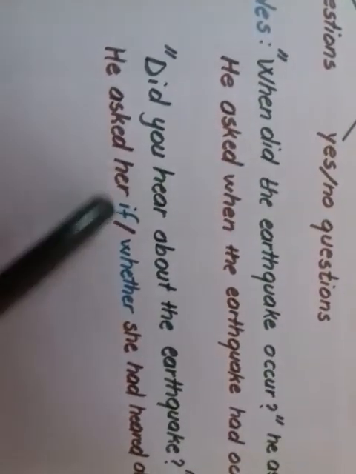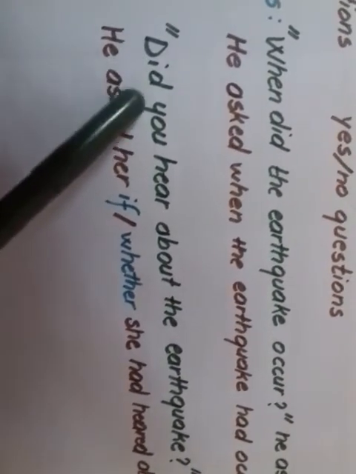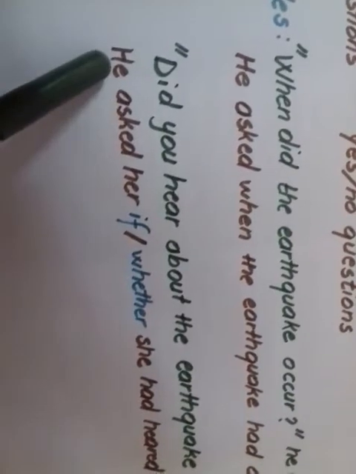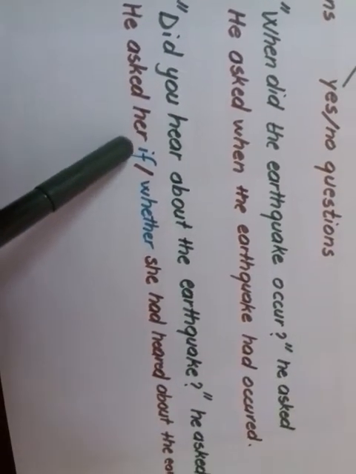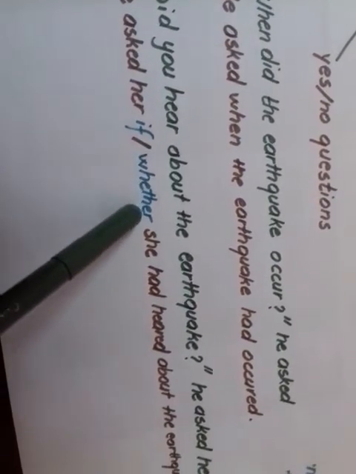So here is another example. "Did you hear about the earthquake?" He asked her. Now, in this case, we have to do with a yes/no question because this is the type of question that requires an answer with either yes or no. So, the reported question is, he asked her if or whether she had heard about the earthquake.